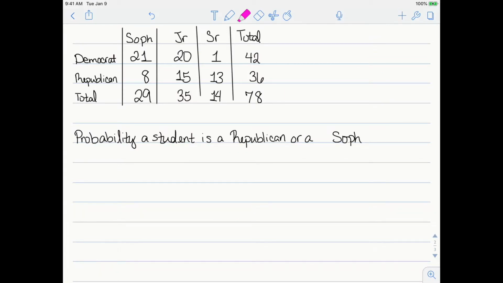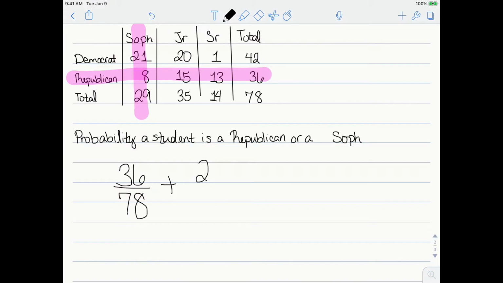This time I want to know the chance the student is either a Republican or a sophomore. So we'll start with the Republicans, and we can see there's 36 out of a total of 78 students. However, we also want to consider the case where the student is a sophomore. And there are 29 of those out of a total of 78.